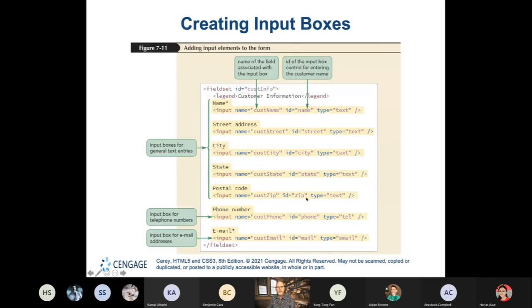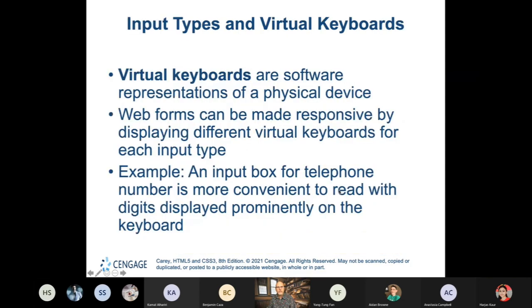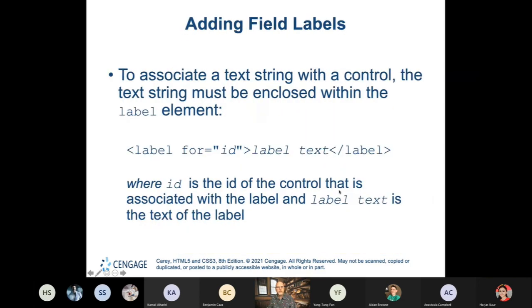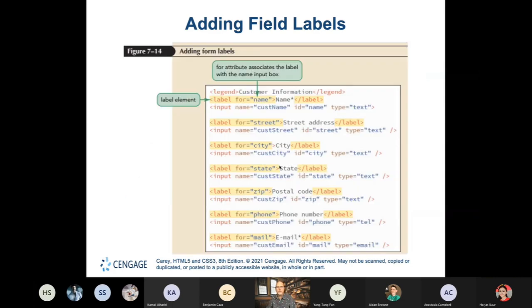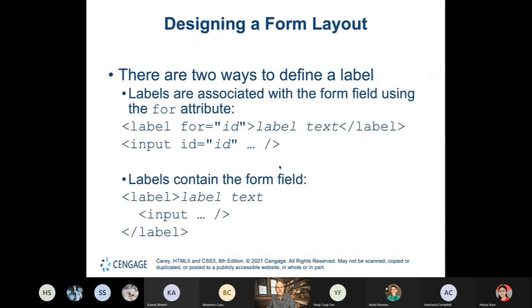Okay, so we entered this code, and then we entered labels. So here's a little bit about the virtual keyboards, which I mentioned. Okay, then the labels, which we put around our label text, and that associates the text with the field, so that the browser knows that that label belongs to that field, and that helps accessibility and usability. Okay. So we add the labels, which we've done.